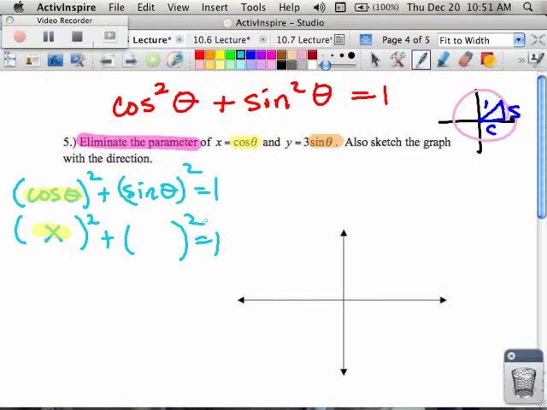Oh, shoot, I didn't rearrange that one. Maybe I should do that. So if I rearrange this equation, that really means that my sine of theta is equal to y over 3. Or in other words, because we're really clever, we can do this.